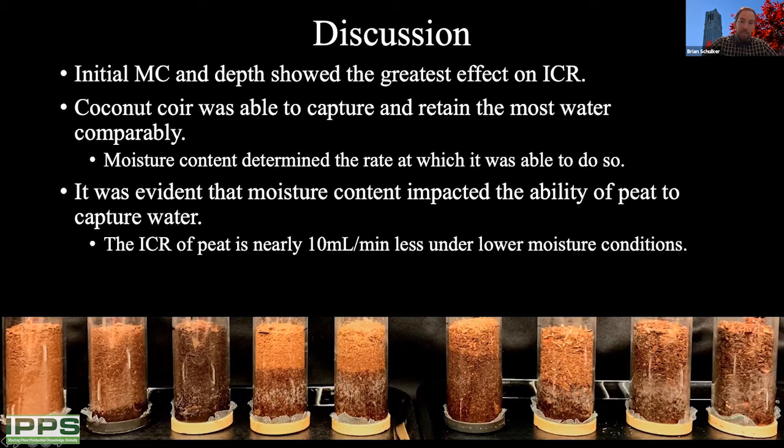And then initial moisture content has the greatest impact on the ability of peat to capture water. Regardless of pulsing time or water depth, moisture content had the largest impact. As you increase those moisture levels in peat, the substrate's ability to capture water increases, but peat is still known to be hydrophobic, and it truly hindered the ability of peat to re-wet, taking more water and time to wet that substrate. The main result here was showing that the initial capture rate is nearly 10 milliliters per minute less under low moisture conditions, representing the largest difference of all 3 substrates.